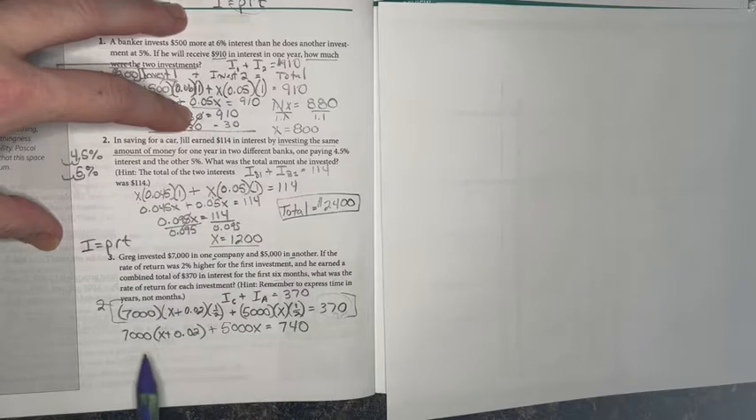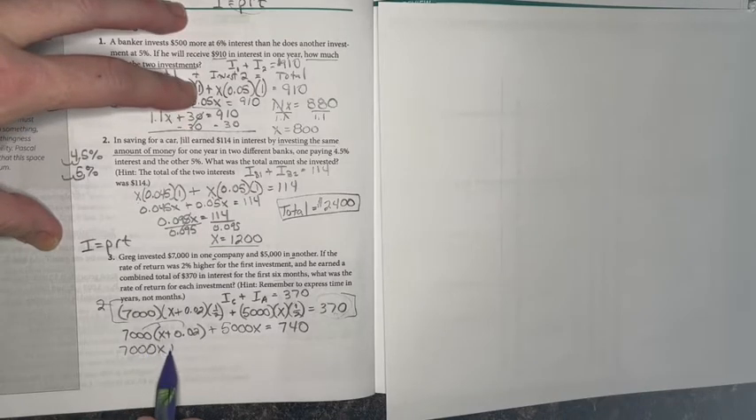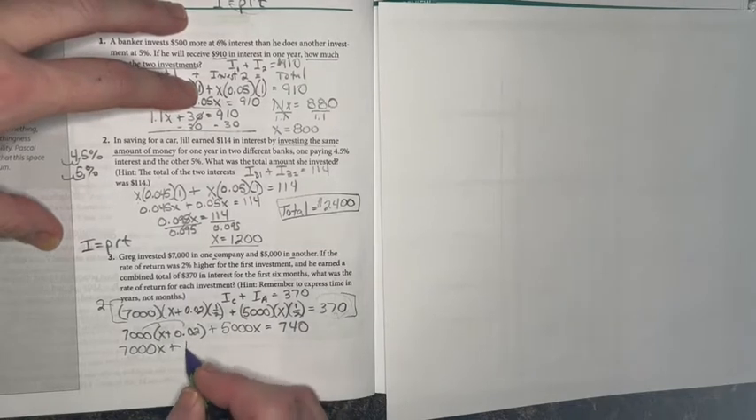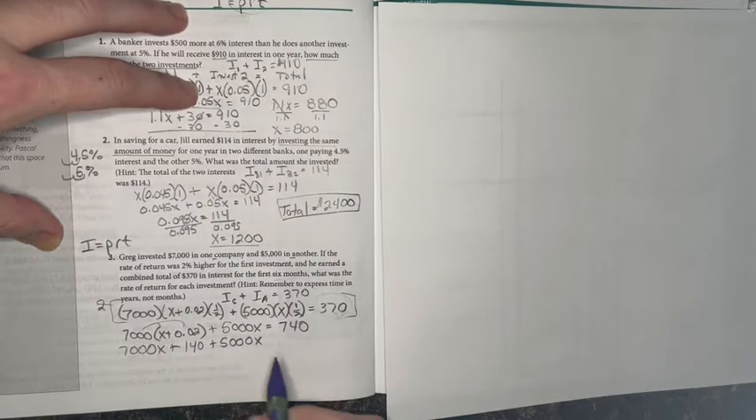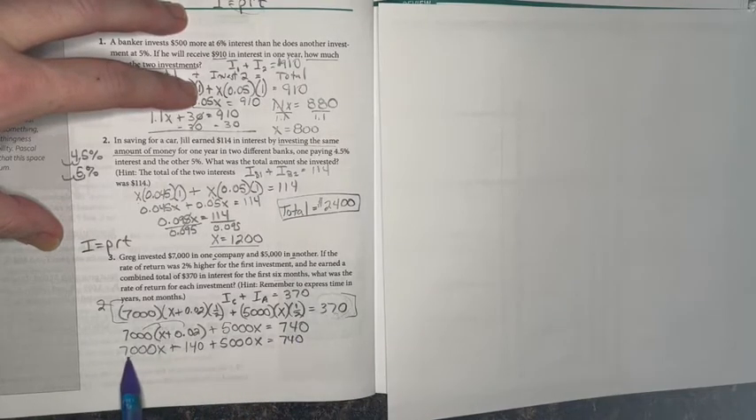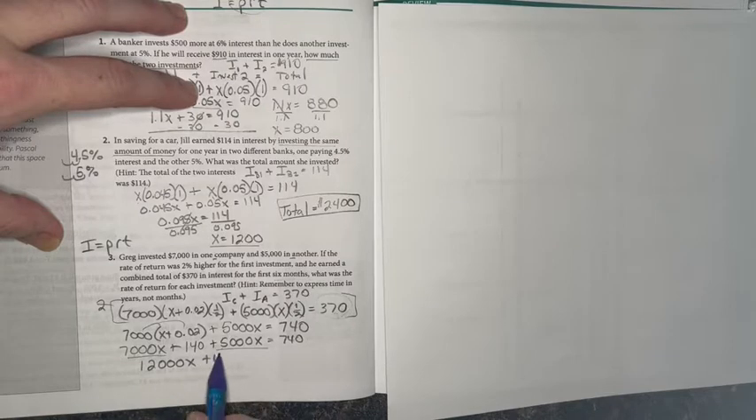Okay. Now we need to use our distributive property, and we have 7,000x plus 7,000 times 0.02, which is 140, plus 5,000x equals 740. All right. We're going to combine these like terms. So 7 plus 5 is 12, right? So now we have 12,000x plus 140 equals 740.